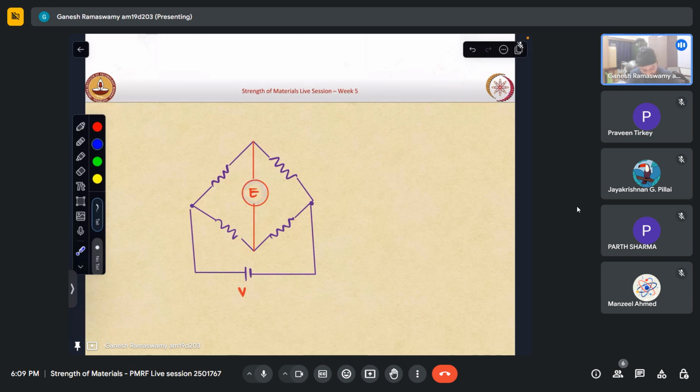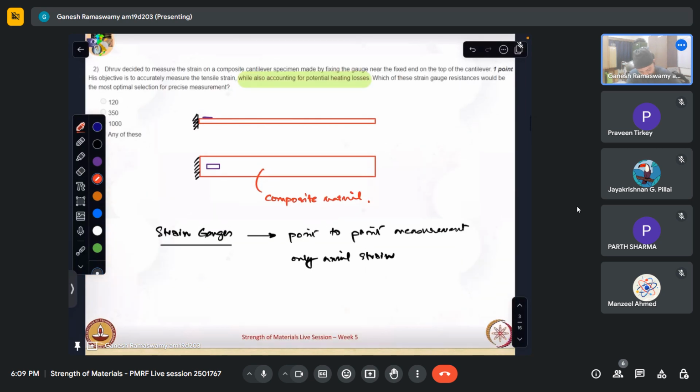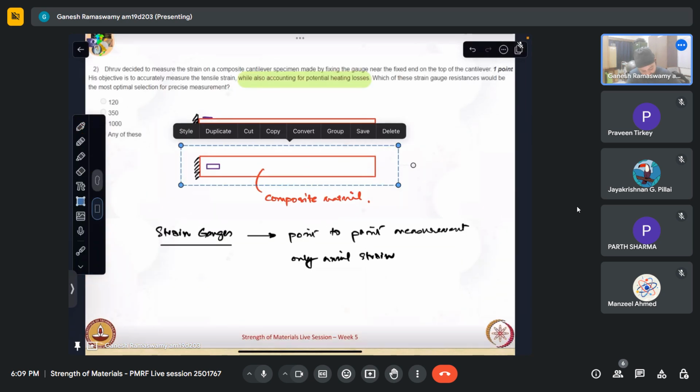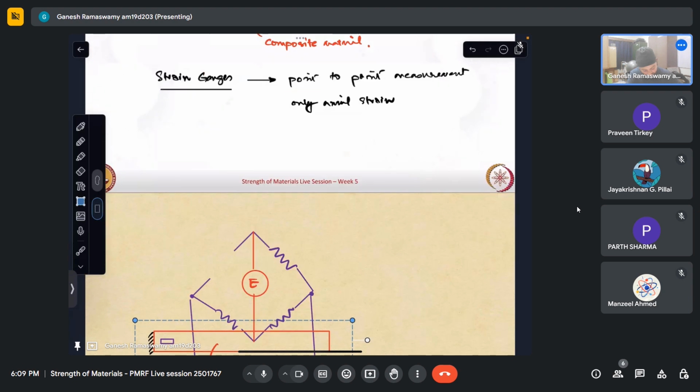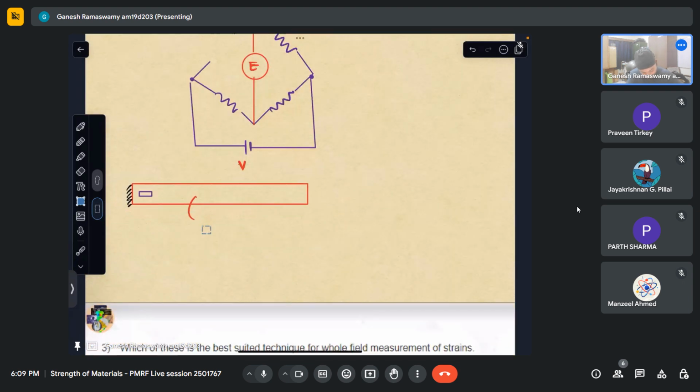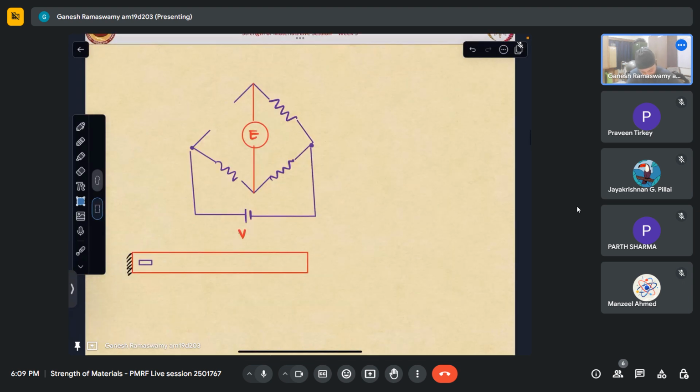Now what happens is, for example, if I were to replace this resistor by a strain gauge, that is, I take the same example, these three resistors remain the same. Now this fourth resistor, what I do, I tap from my strain gauge and I connect it like this.